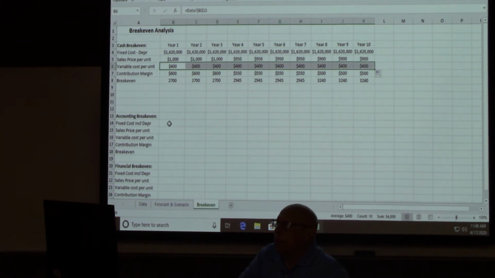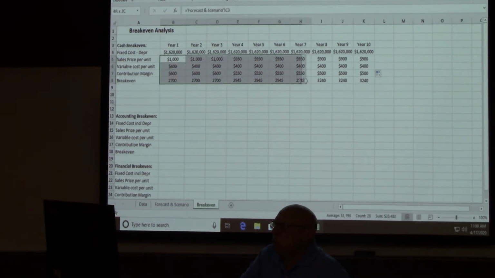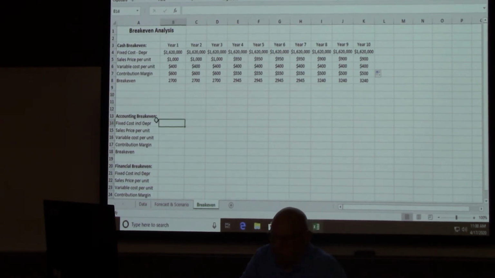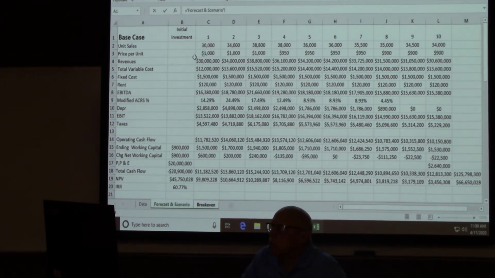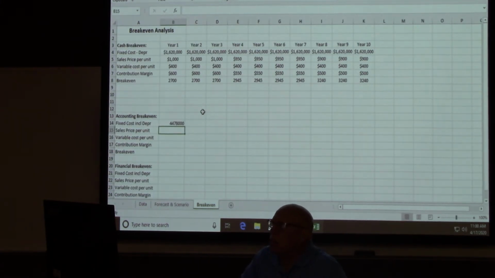All right, now all of this stays the same. Let's see. So this number here equals this plus this plus this. Boom. That's accounting break-even. It includes depreciation.